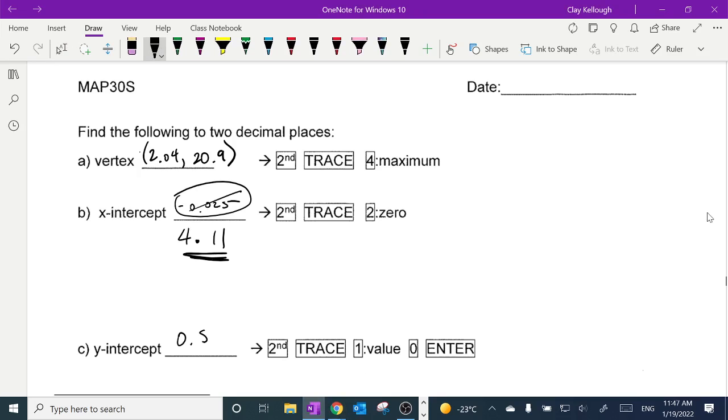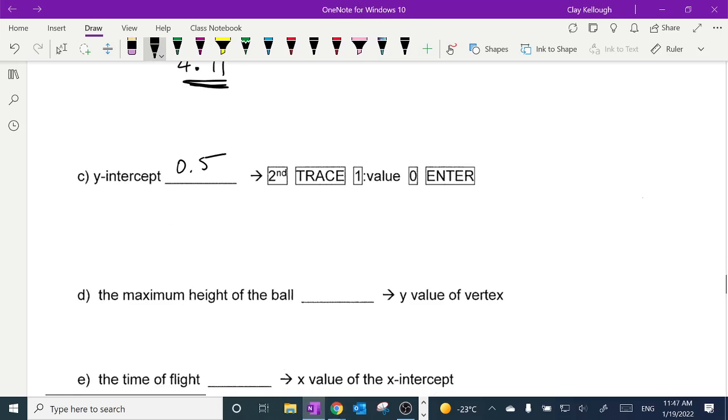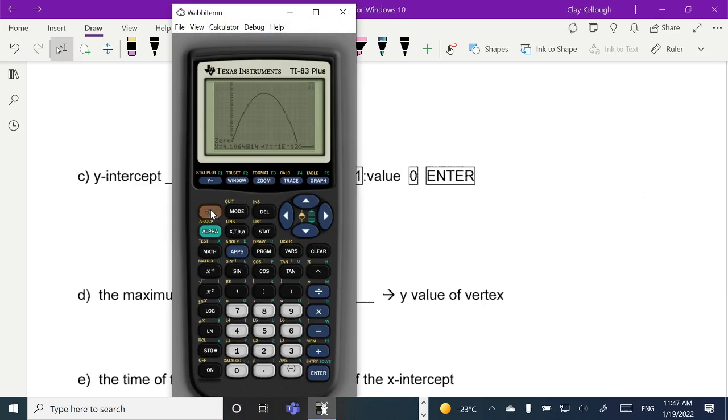Now, how do you find the y-intercept on a TI calculator? It gives you the steps right there. Trace and then value. So you say to the calculator, we'll trace or calculate a value, which is number 1, when x is 0. Because the y-intercept happens when x is 0, and it just finds it for you.